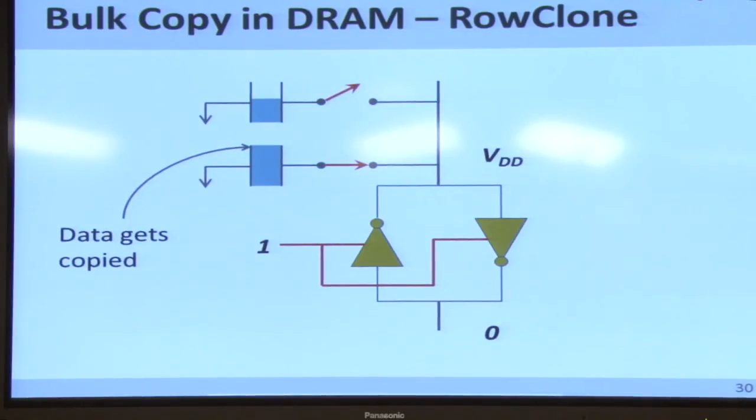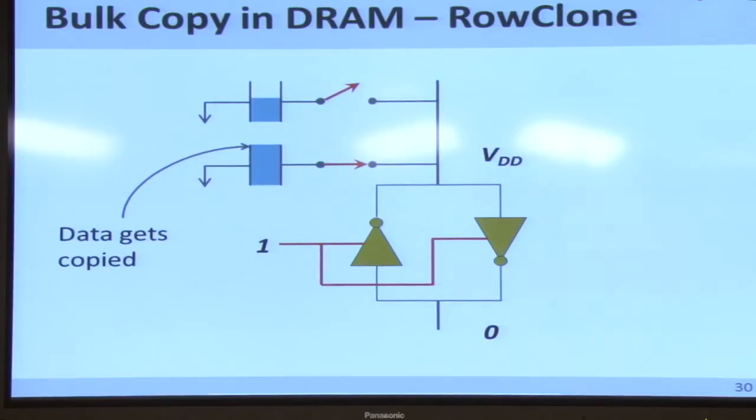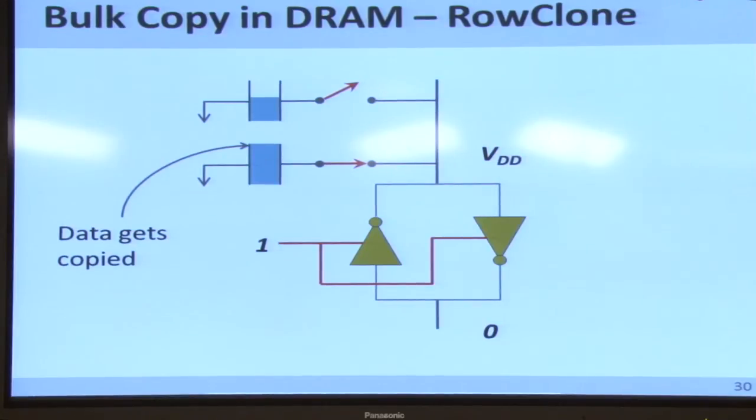Can you do this with existing controllers just by issuing two activates, or do you need something else? That's a great question. We haven't tried that. Before I answer the question, is the mechanism clear? You can convince yourself that for whatever initial state you start off with for the two cells, this operation is going to result in a data copy. And like he points out, the way you would implement this mechanism is just by issuing two activates, to the source row followed by the destination row, one after the other, and it should do the copy.